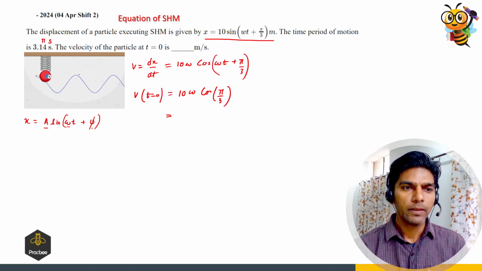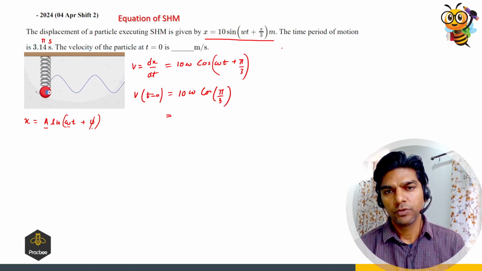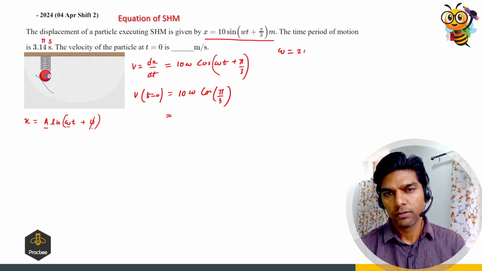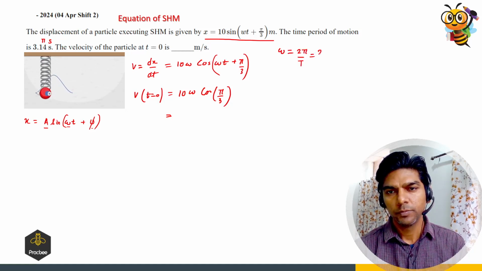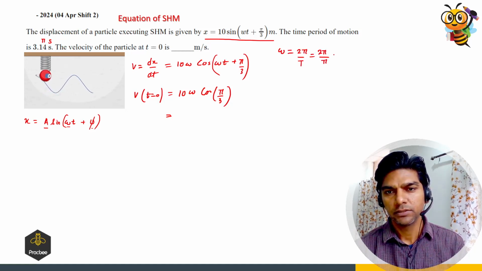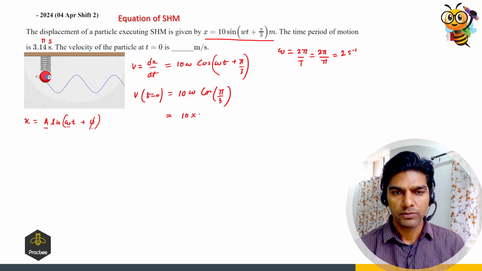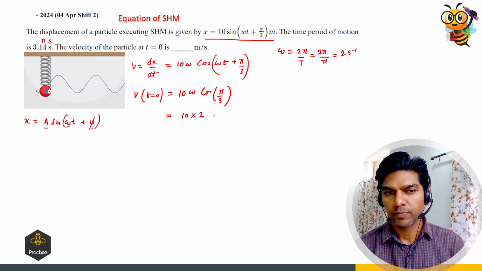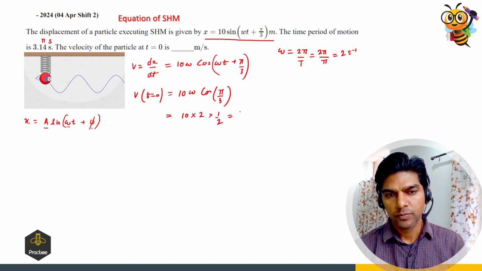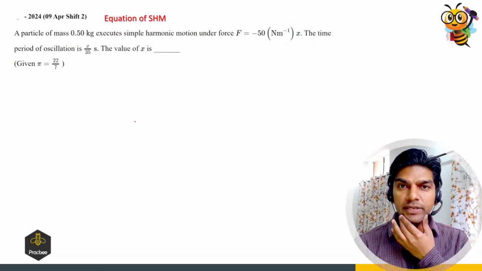Now what is ω? Time period is given, so we know that ω will be 2π/T. So it will be 2π divided by π seconds, so it will be 2 second inverse. So 10 times 2, and cos 60 is 1/2. So it comes out to be 10 meters per second, right? So that is the answer. So now let us see the next problem.